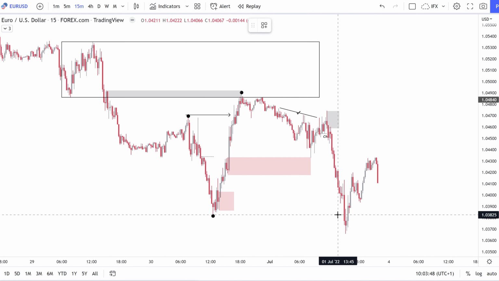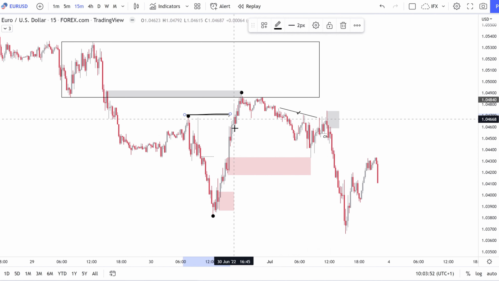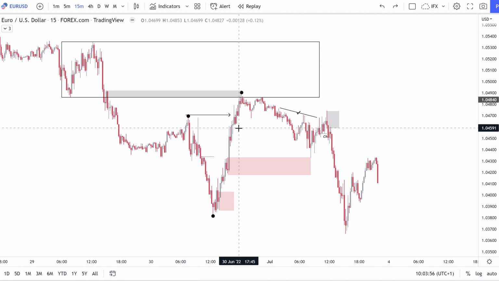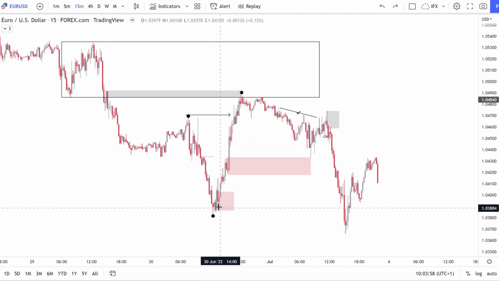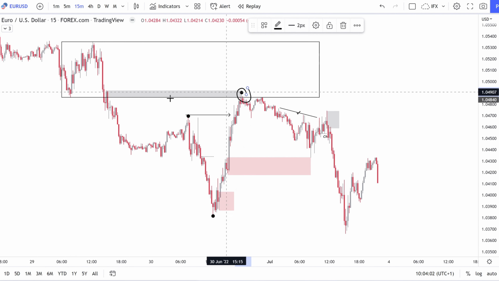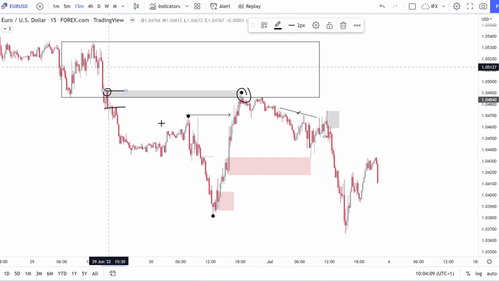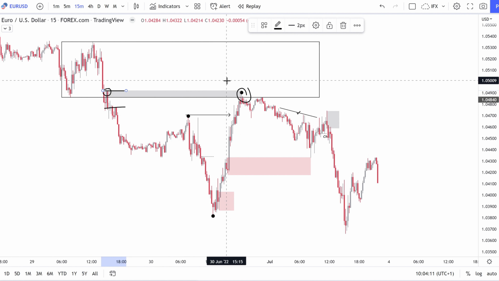Now moving on to the M15. The M15 has actually had a break of structure to the upside. Now it's important for us to ask, why did this happen? After that break of structure to the upside, we then saw a mitigation into this refinement. This is a refinement that I made, basically this candle here, within the H4 range supply.